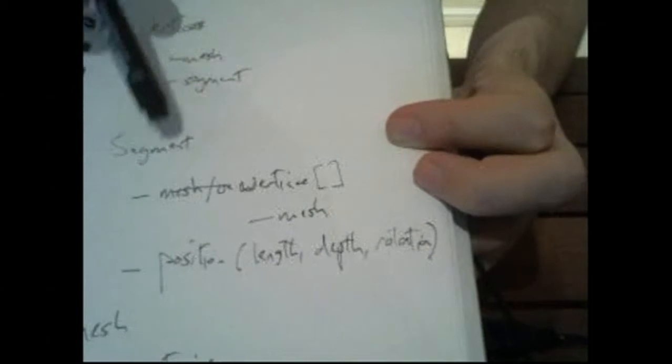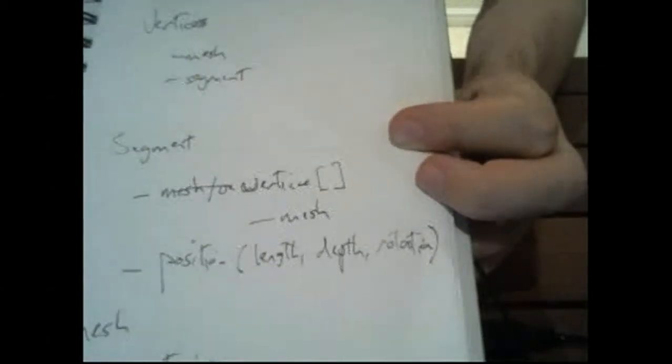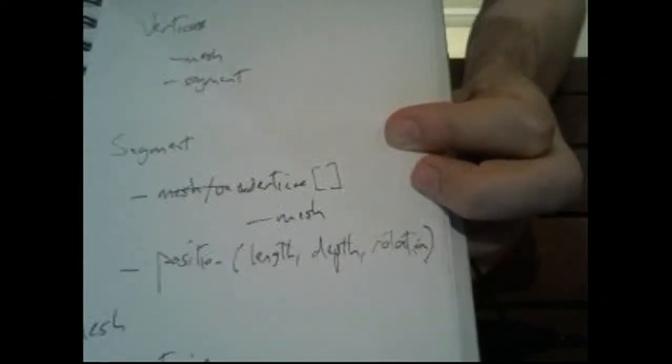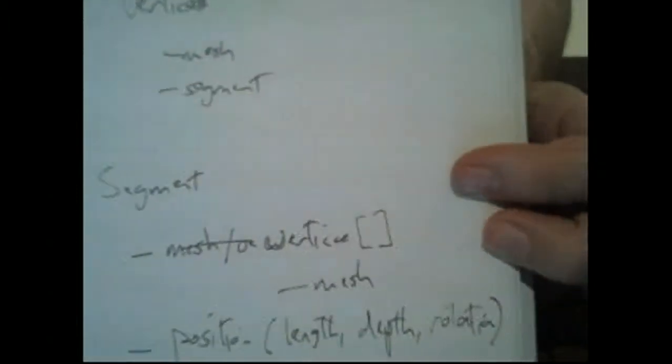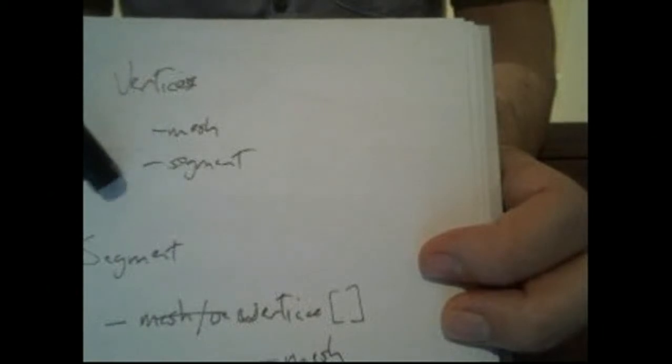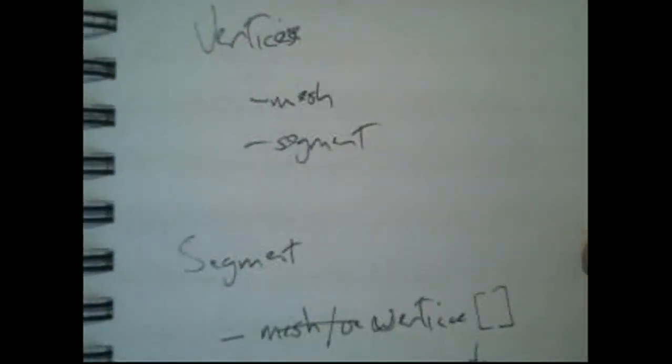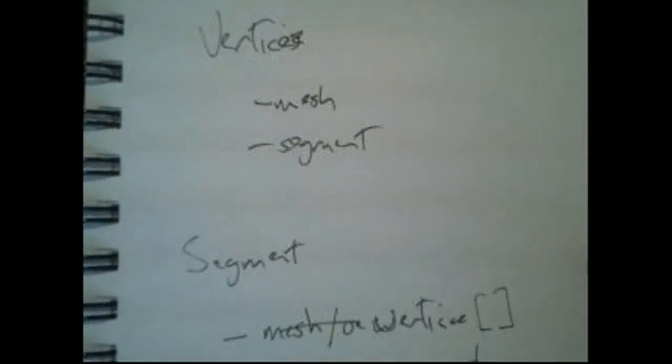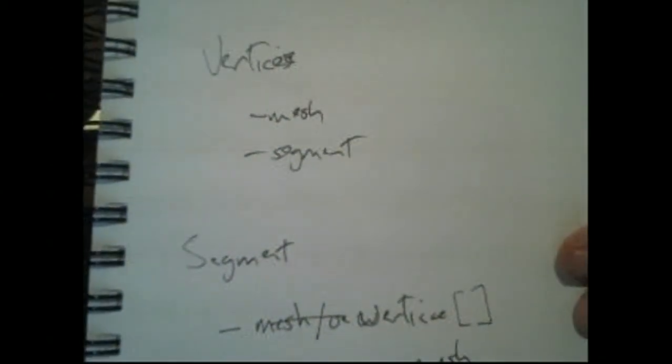So you see how I'm just drawing out the relationship of what's going on. That's why I've drawn out this one at the top. We have vertices, and each vertice on the screen belongs to a mesh, and also belongs to a segment. So these are three different approaches that we can have to design our object structure.